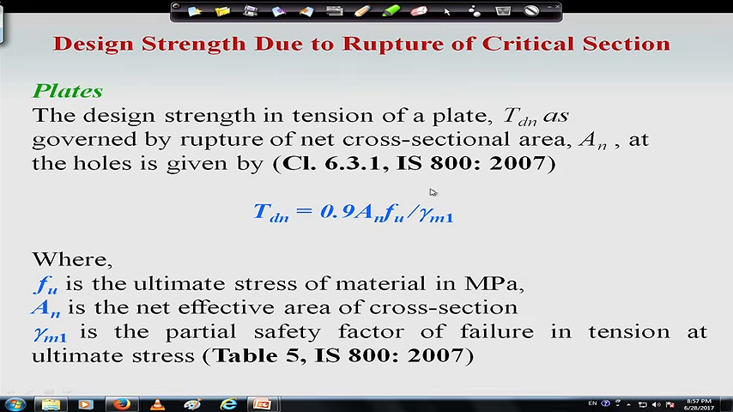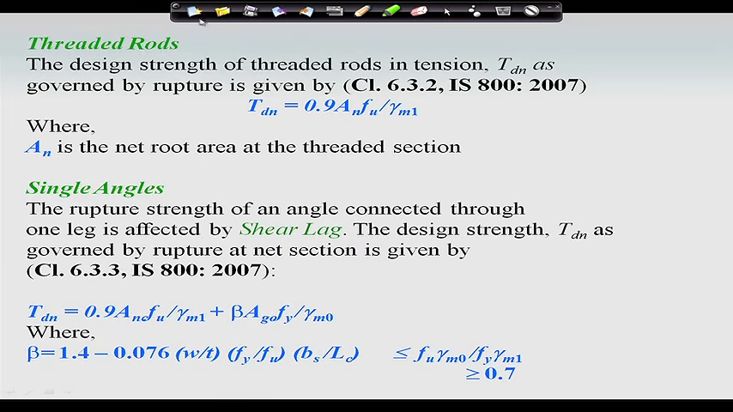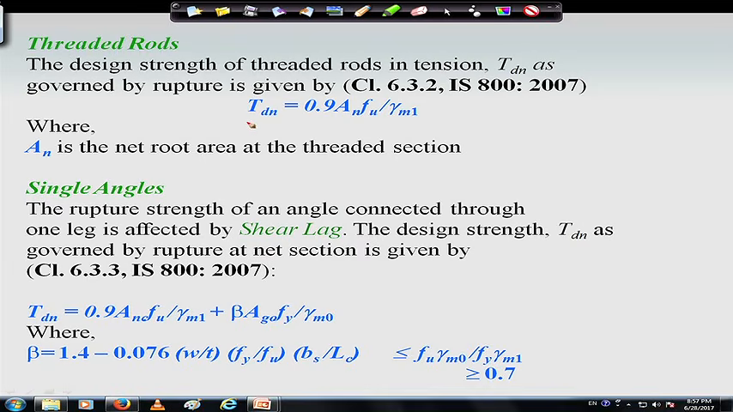Well, before going to angle, first we will see how to calculate the Tdn value of threaded rods. In case of threaded rod, the formula is the same, only the An will be the net root area of the threaded section. So, while calculating the net area of the section in case of threaded rods, we have to calculate the net root area of the threaded section.